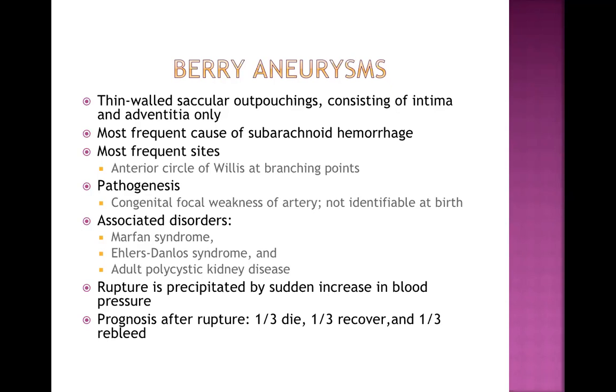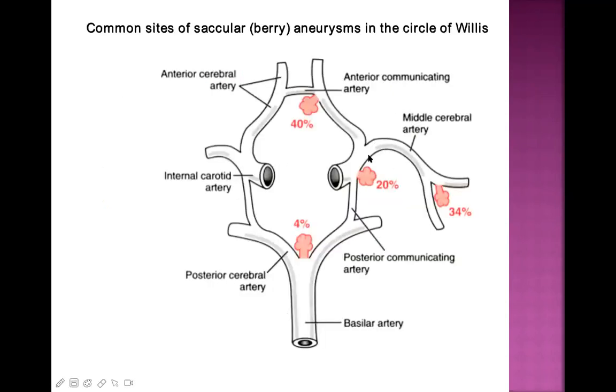Most frequent site are, of course, circle of Willis, but where in circle of Willis? This is the branching point in circle of Willis. Now, branching point means from this point, different blood vessels are going away from each other. Okay, these are the branching area. Now, let's look at this branching point immediately. See here. Okay, this is the diagram of circle of Willis, and these are the branching areas.